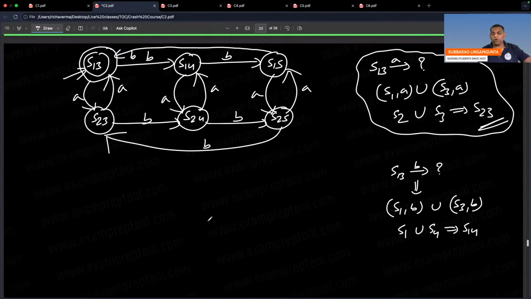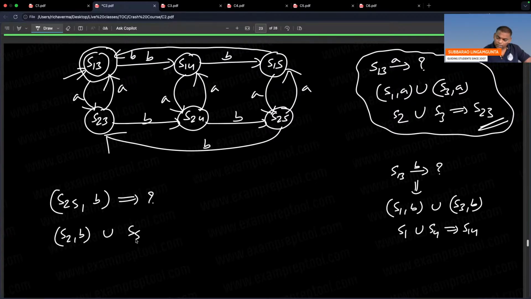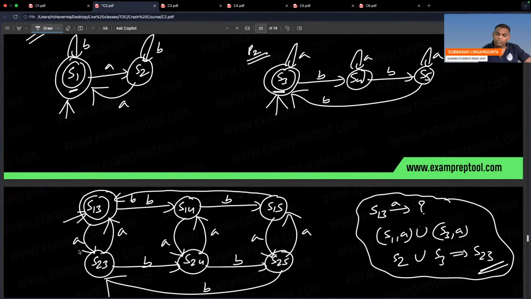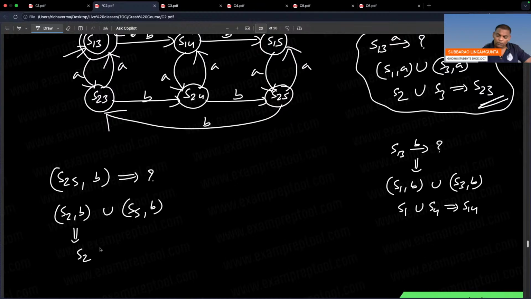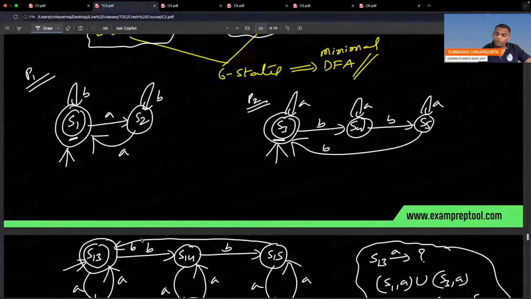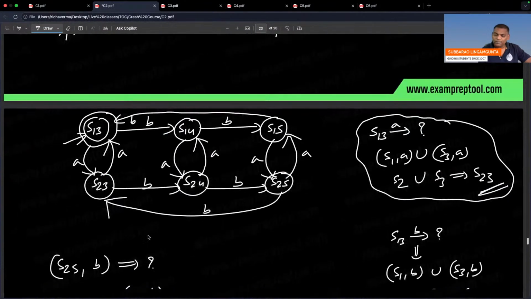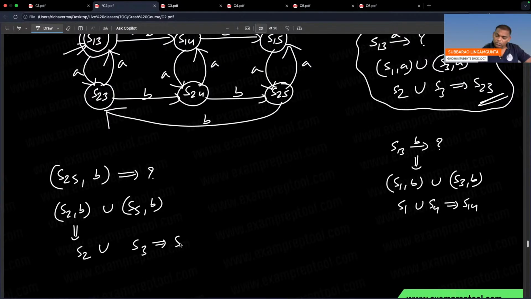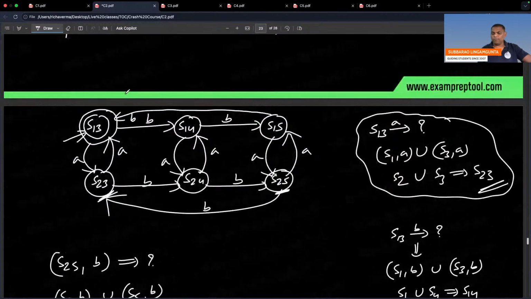If anyone has a small doubt, I will try this also. S25 on B, what? Let's check. It is nothing but S2 on B union S5 on B. Can you see the first diagram? S2 on B is S2, union S5 on B. S5 on B is S3. So finally S23. So on this state, by giving B you will go to S23.